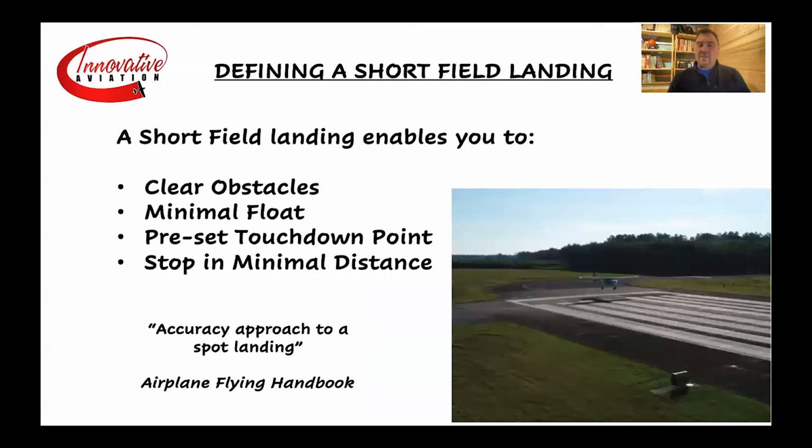A short field landing is one that enables you to clear an obstacle on the approach end, or also to come in a little bit lower so that you can touch down on a preset touchdown point with minimal float and stop in minimal distance. Now, if you look at the Airplane Flying Handbook, for a short field landing they use the language of an accuracy approach to a spot landing. So essentially, you're almost selecting a point on the runway at which you will land, so that you can ensure a minimal rollout distance and be able to stop in a very short period of time.